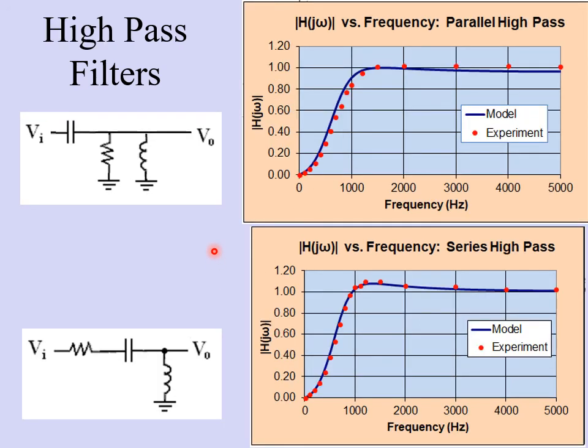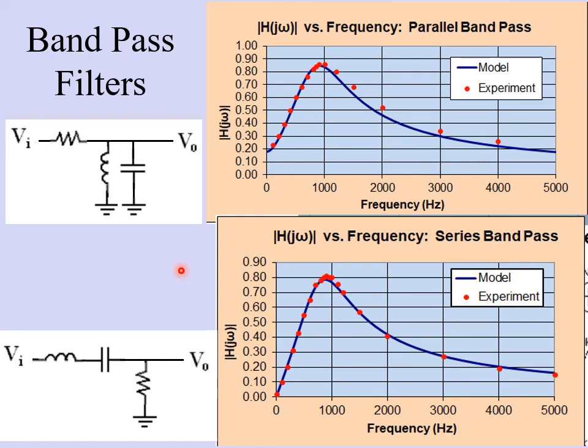Here are the high-pass filters that I built. There's a parallel architecture and a series architecture again. In this case, this is a high-pass filter, so low frequencies are cut off, and then high frequencies above the corner, which is again around 800 hertz, the filter outputs basically a pass band. The filter has a magnitude response of 1, meaning it just passes everything through. So once again, you can see excellent agreement between the theoretical model and my actual data points.